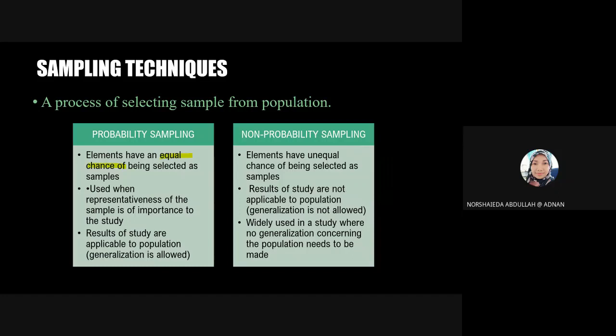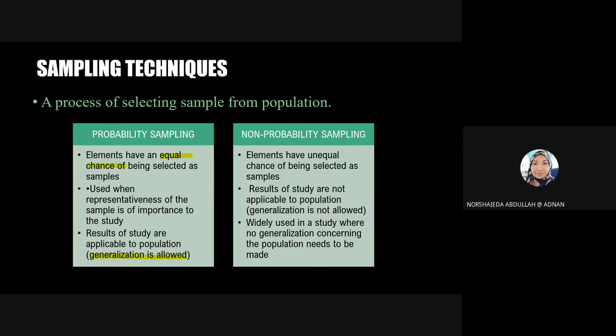So this method is used when representativeness of the sample is important to the study, and we use this method when the results of the study are applicable to the population. Okay, so bila kita guna this method, generalization is allowed. Maksudnya kita boleh buat conclusion or estimation or prediction on the population based on the sample data.